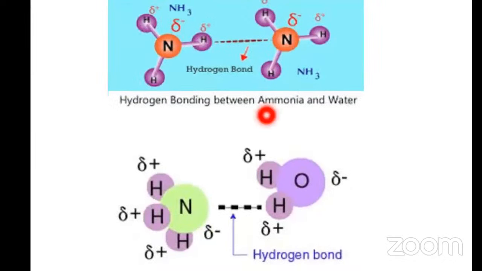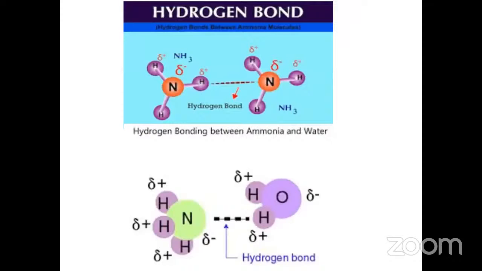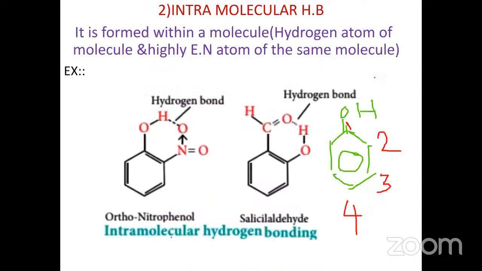Next example, the hydrogen bond formed between water molecules and ammonia. These are two different molecules and different substances. The hydrogen bond is formed between the partial negative charge, that is the highly electronegative nitrogen atom, and the partially positively charged hydrogen atom. In this, the hydrogen bond is represented with the dotted lines. These belong to intermolecular hydrogen bond.